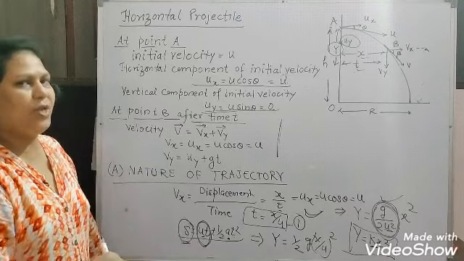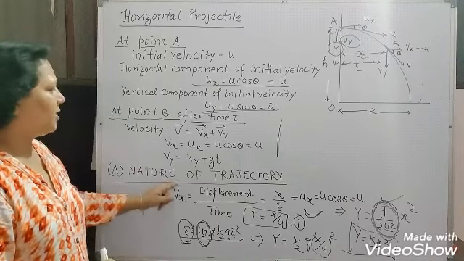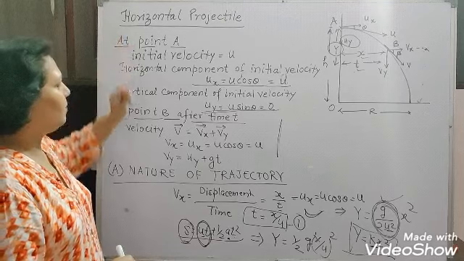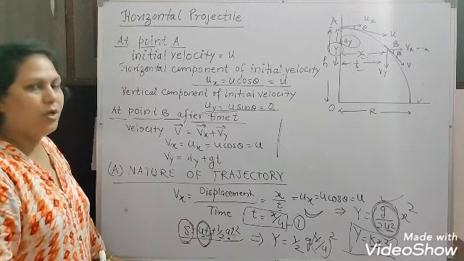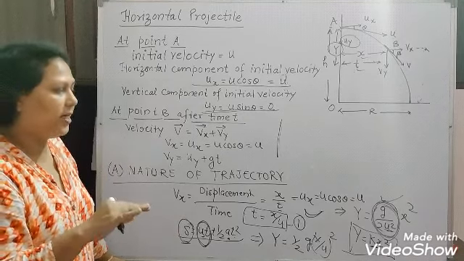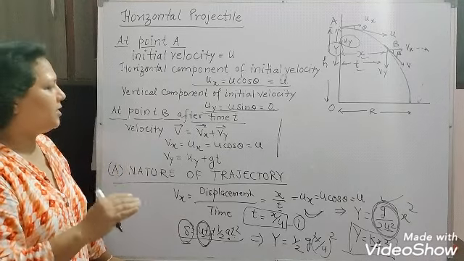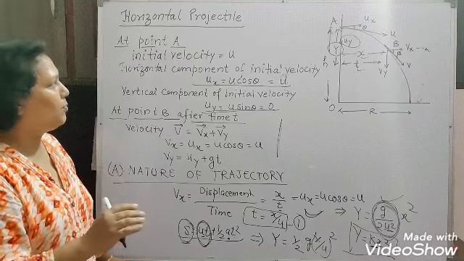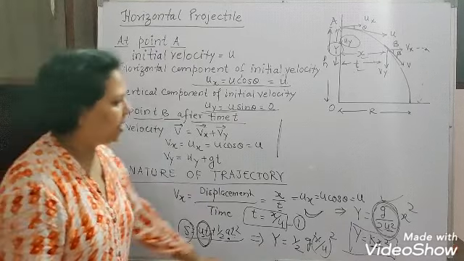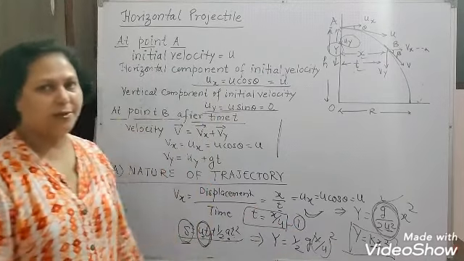So once again we can say that the trajectory of the horizontal projectile motion is also a parabolic path, as we proved yesterday that the trajectory for the oblique projectile is also a parabola. So here also a parabolic equation came.